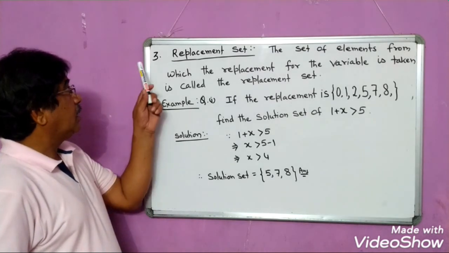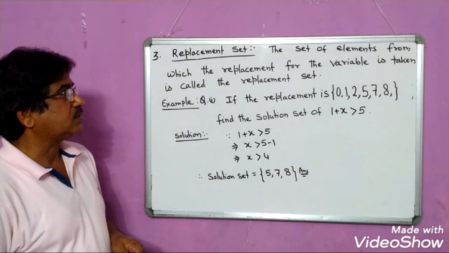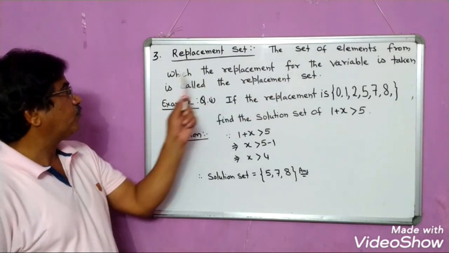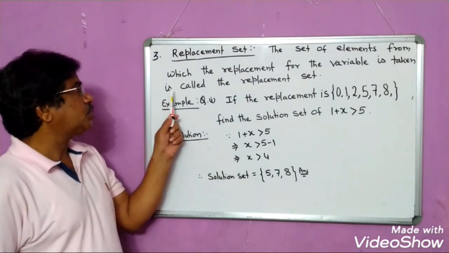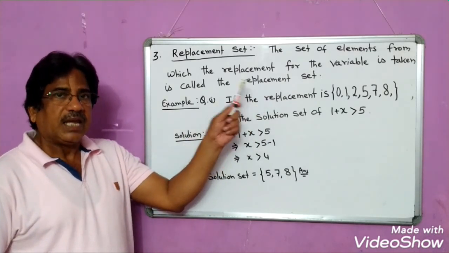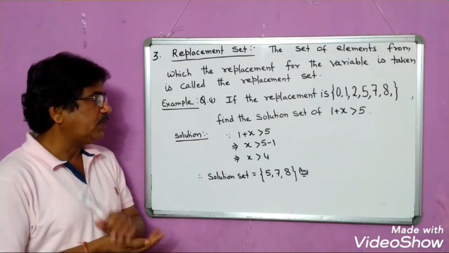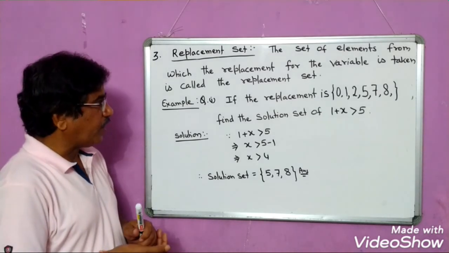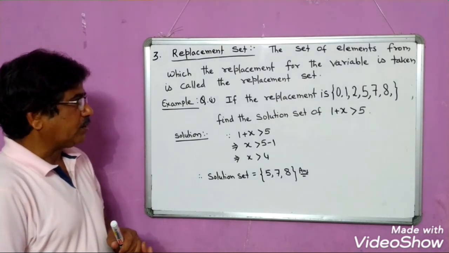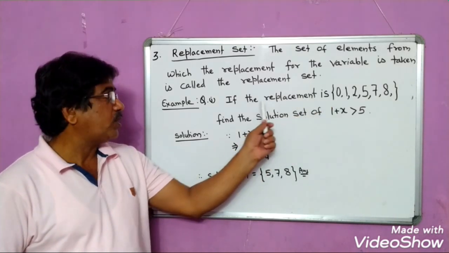Now, let us try to understand the replacement set. What is a replacement set? The set of elements from which the replacement for the variable is taken is called the replacement set. It means one set will be given to you and the equation will be known to you. After solving the equation, you have to find the solution from the given set. That given set is called the replacement set.